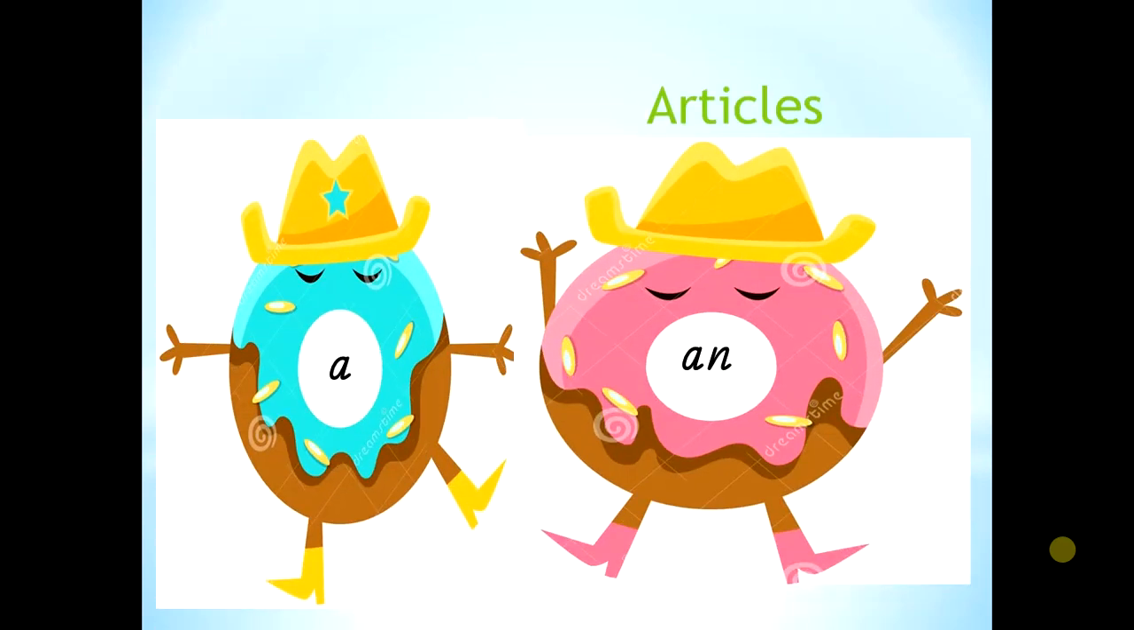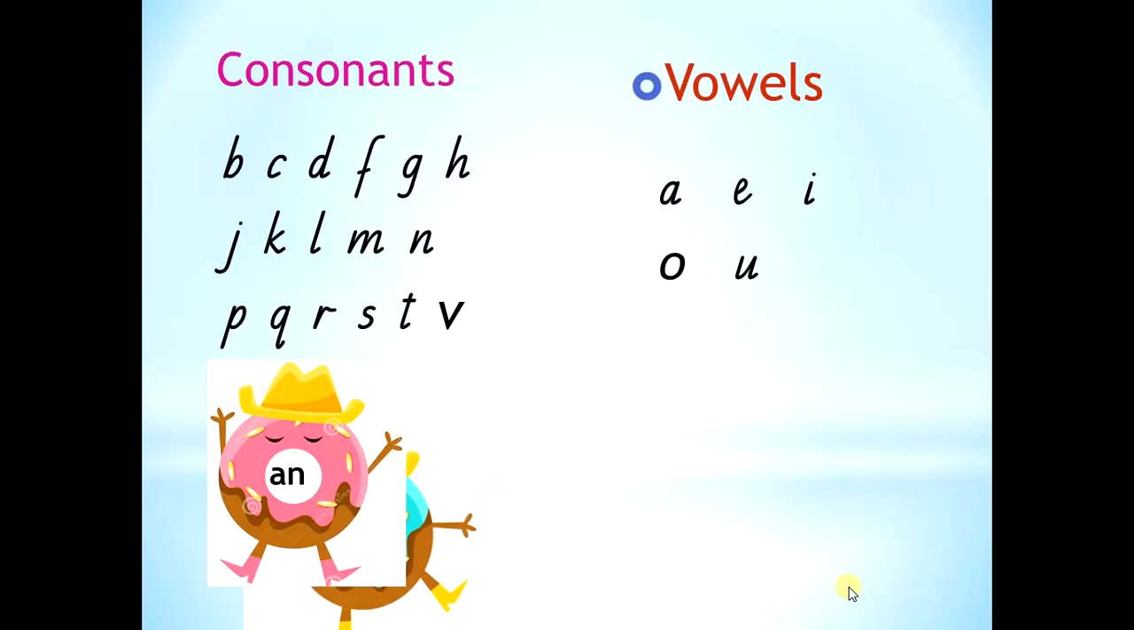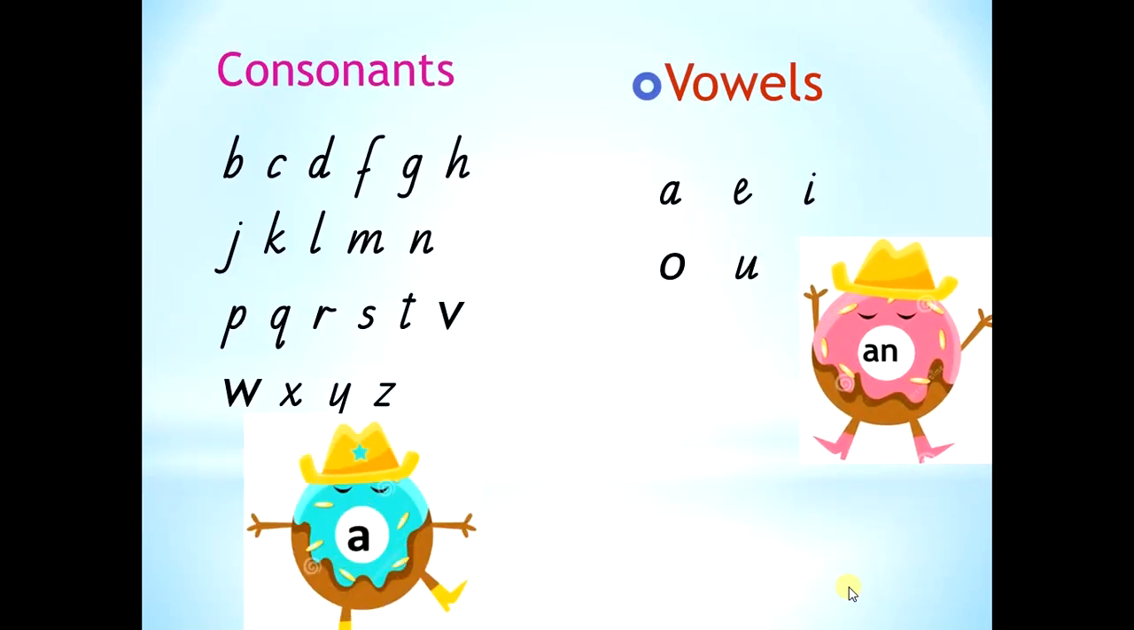They are two brothers called articles, a and an. Where are they going? Let's follow them. A is going to consonants and an is going to vowels. You see, a is the friend of consonants and an is a friend of vowels. So, always keep in your mind that a is used before the nouns that begin with consonants and an is used before the nouns that begin with vowels.